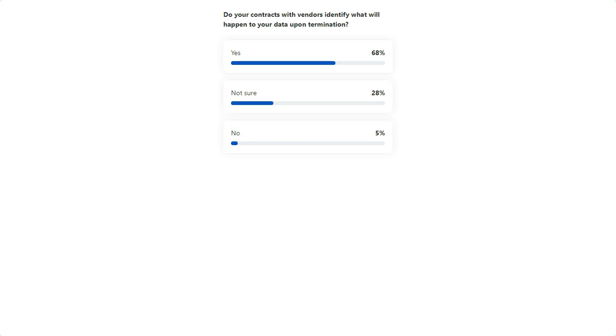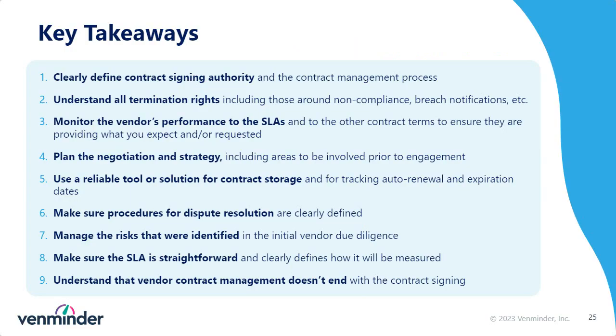So throughout the presentation, I've tried to reference several things that you need to be mindful of or best practices. I may not have called out each one of these along the way, but I do want to run through these to make sure that we end with these particular key takeaways. There's probably more, but these are the ones I want to bring attention to. Again, clearly define the contract signing authority, and that needs to be done within your policy program. This is something that is very instrumental to a contract management process.